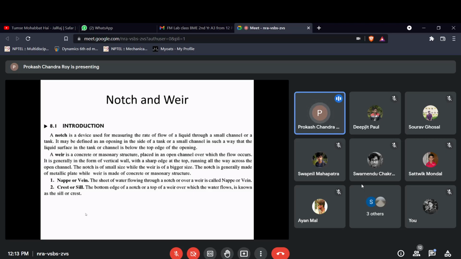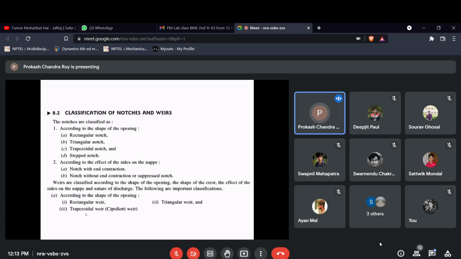So there are two terms, nappe or vein. The sheet of water flowing through a notch or over a weir is called the nappe. There will be a certain thickness depending upon the flow rate. And the crest or sill is the bottom edge of the notch or the top of a weir over which the water flows. So these are the two nomenclatures. But how do we calculate the discharge based on the thickness of water that passes over the weir?